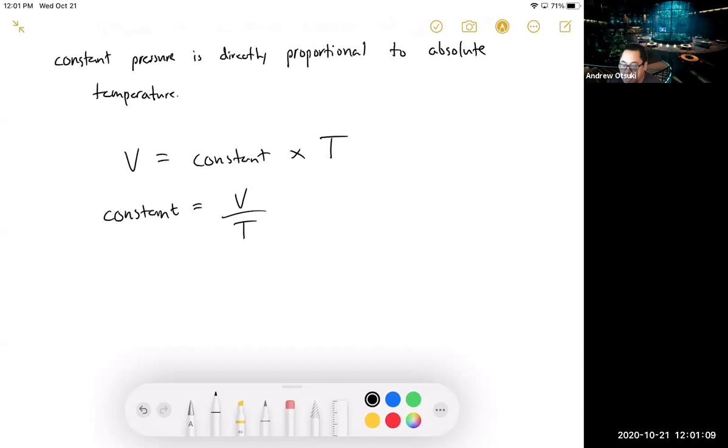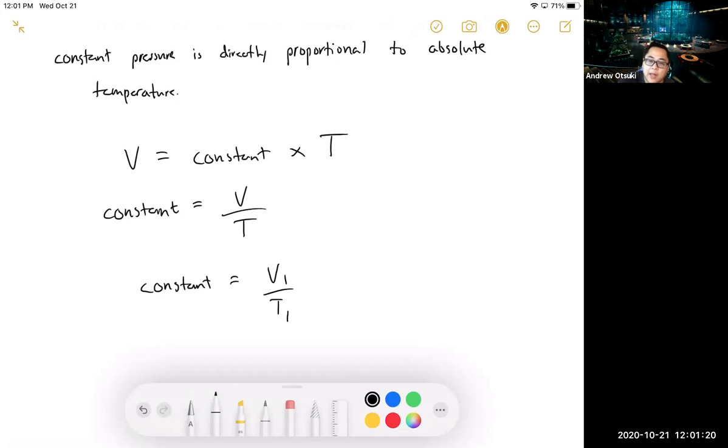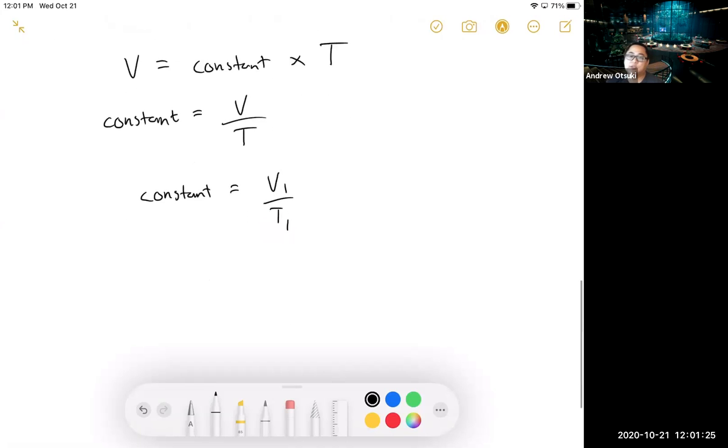So when we have one pair of volume and quantities, we can say constant equals V1 over T1. Now we get into the important part of the equation. For a different set of volume and temperature conditions for the same fixed amount of gas at constant pressure, we can say that there's going to be another constant equals V2 over T2.